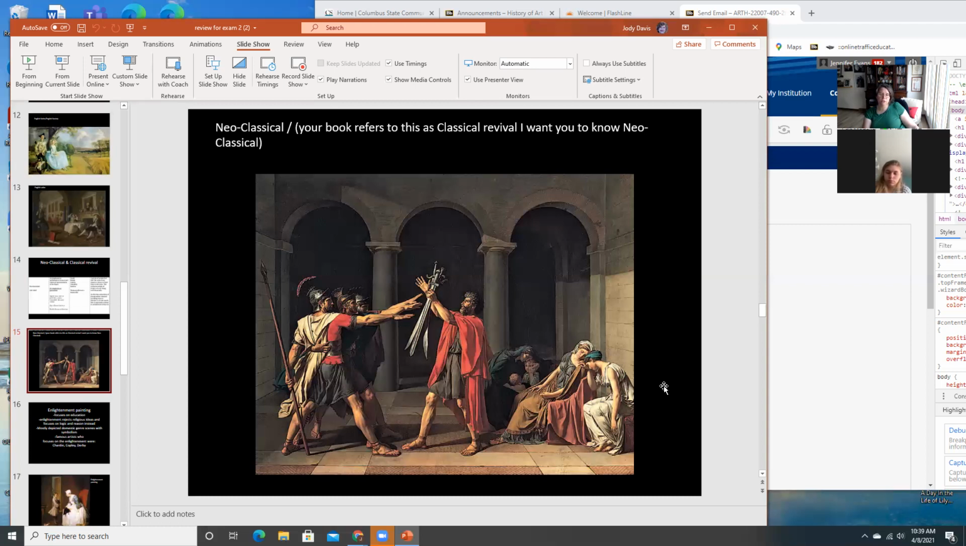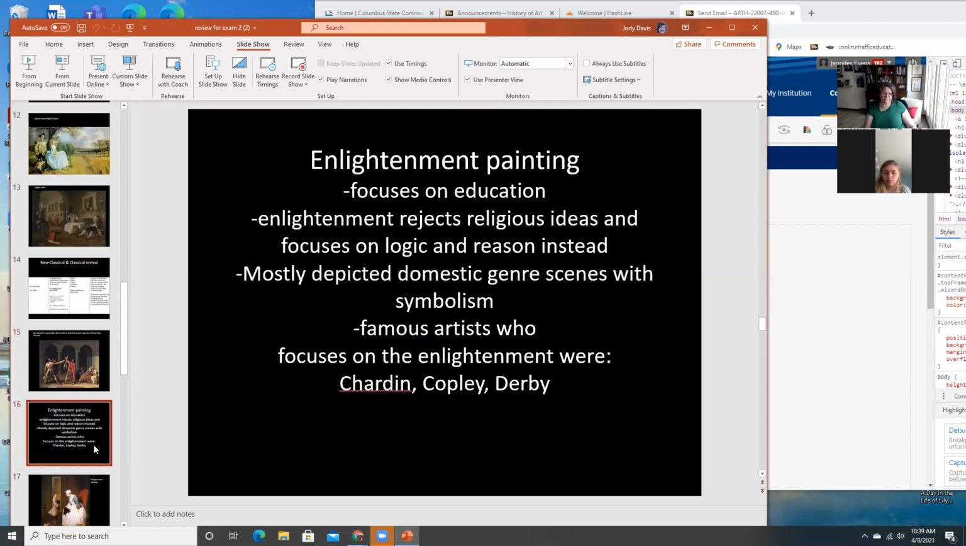The commoners identified with the painting, and it was one of the things that helped overthrow the French government, the French aristocracy. So another sort of leg of that neoclassical idea is Enlightenment painting.